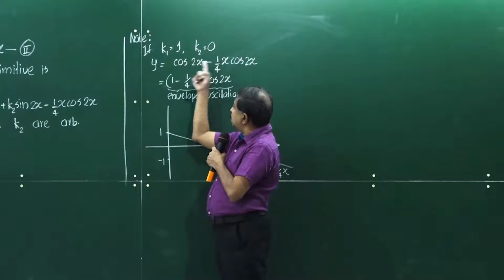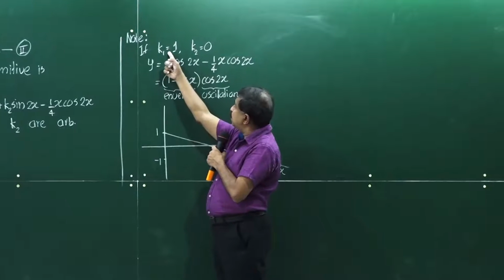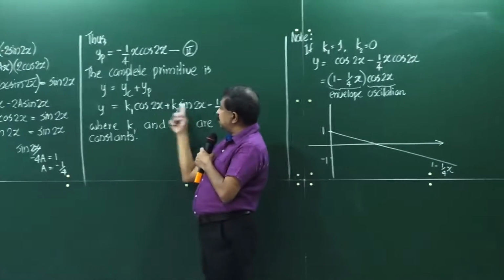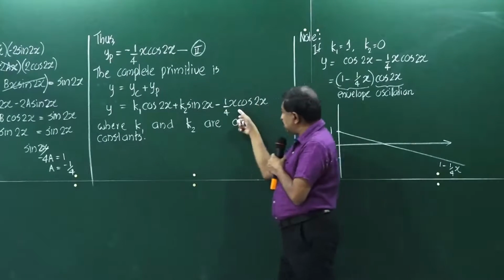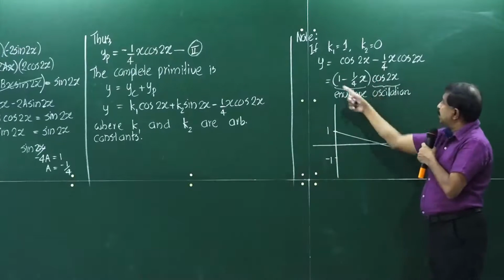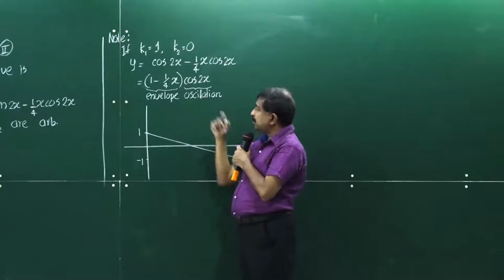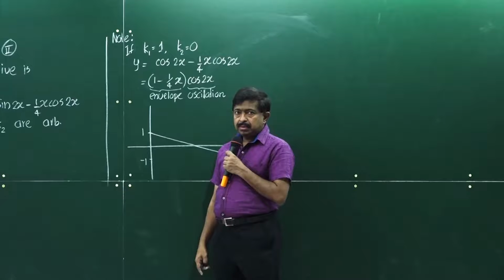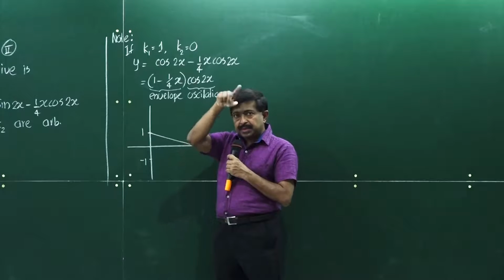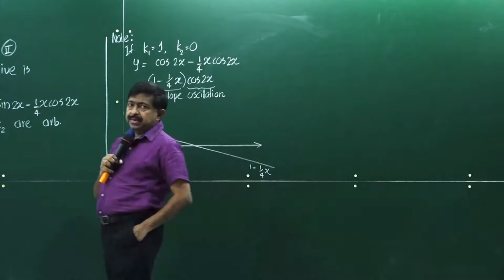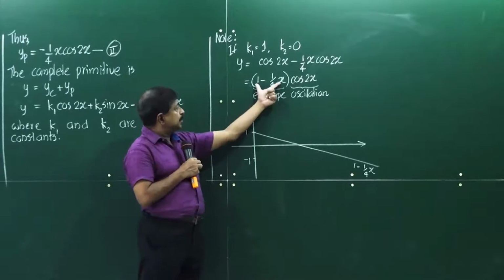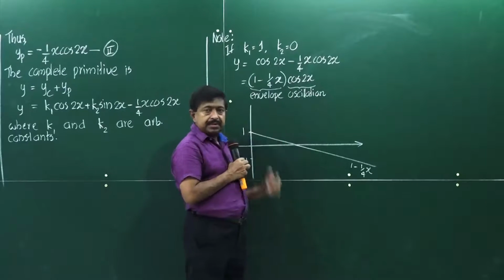So let's see what kind of a graph you get when k1 is 1, k2 is 0. Here. When this is 1, this is 0, you get cos 2x minus this. So you will end up with this one. So this part decides the envelope. The oscillation is enveloped by two functions, two lines or two curves. So this gives you the envelope, this decides the oscillation.